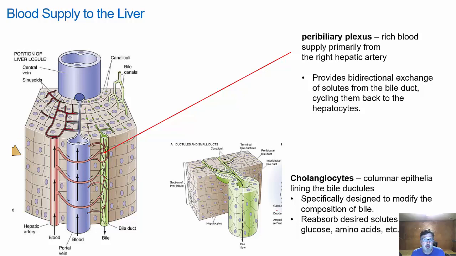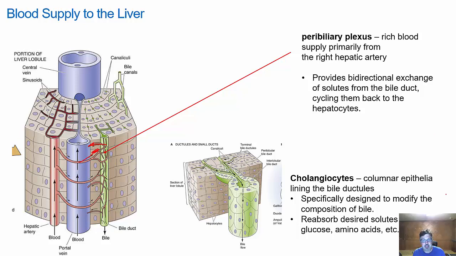Here's what we call the peribiliary plexus I was mentioning, where you get this mixing of blood between the right hepatic artery here and the bile duct over here as it goes back and forth. And this is going to provide a bidirectional exchange, if you would, of different solutes from the bile duct, and it allows them to adjust and to monitor the solutes as they're cycling back to the hepatocytes.